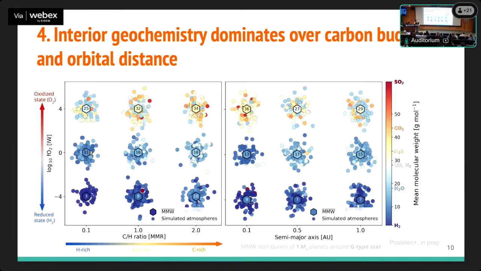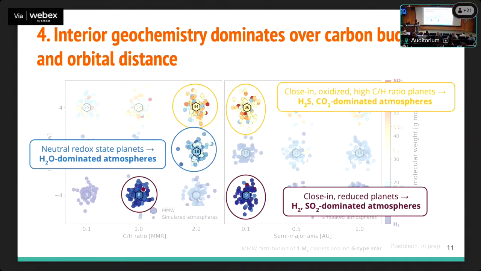And I wanted to look into different regimes when I was looking at all of the generated planets. I was looking first at the very close-in orbiting planets that start with a very oxidized mantle with a very high C/H ratio, and I see that for those planets I end up with mostly high mean molecular weight atmospheres that are H2S dominated or CO2 dominated.